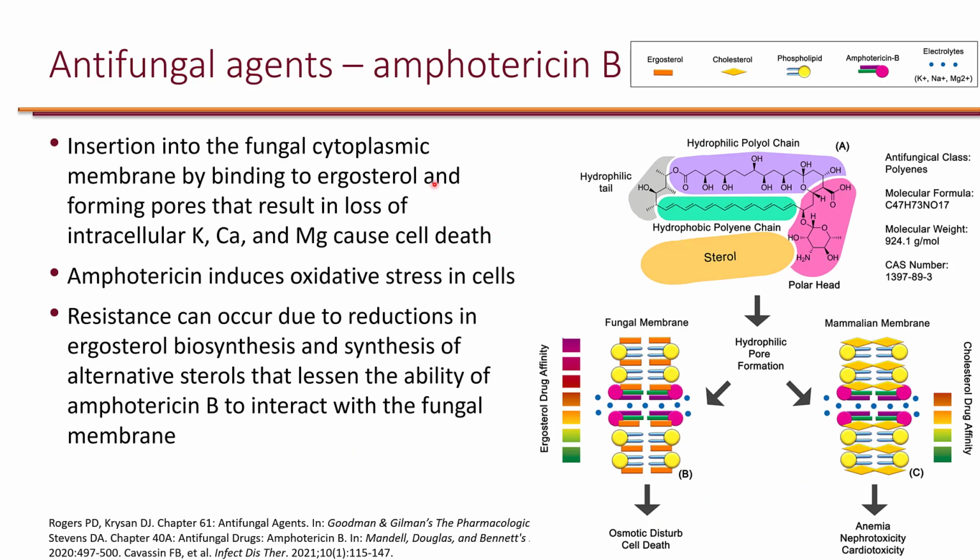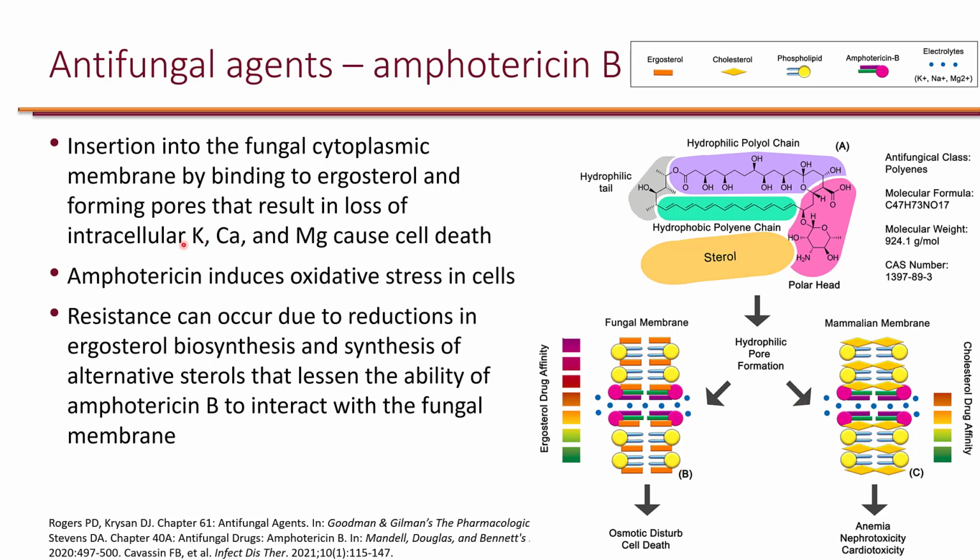Now, lastly, we have amphotericin B. So amphotericin B works by insertion into the fungal cytoplasmic membrane by binding to ergosterol and forming pores that result in the loss of intracellular potassium, calcium, and magnesium, which can cause cell death. Now, in addition, amphotericin can also induce oxidative stress. So these are all good for killing fungal cells, but these are also key in a lot of the adverse effects that are associated with amphotericin B.